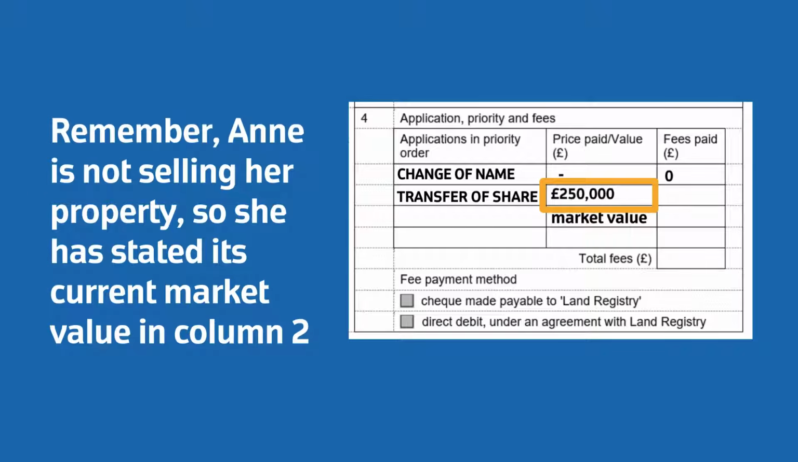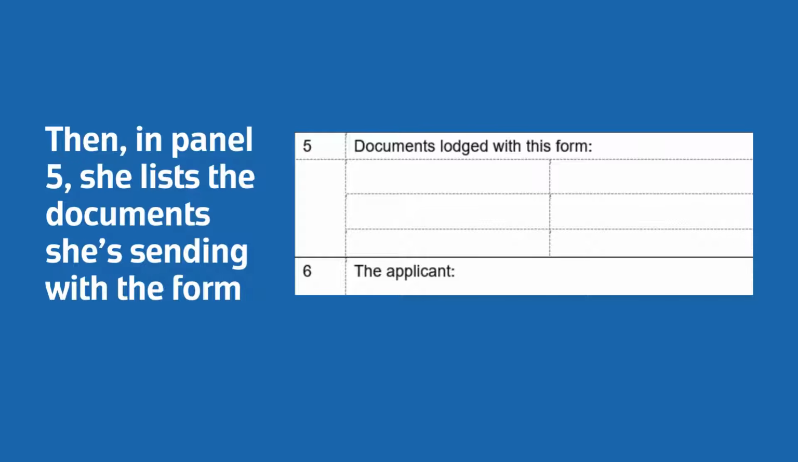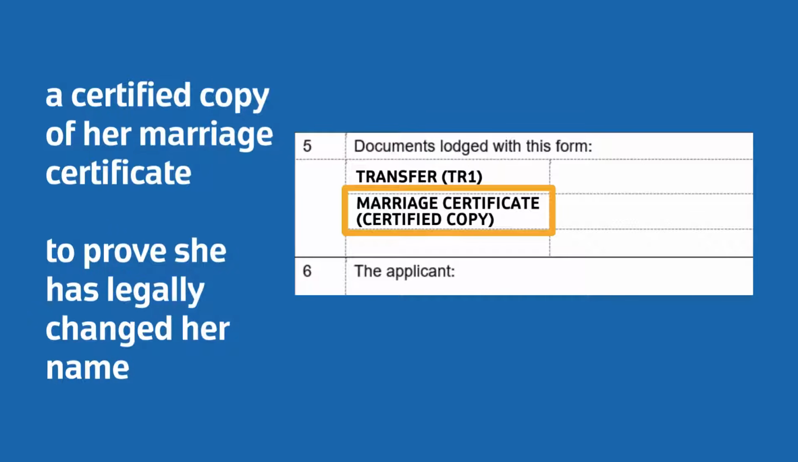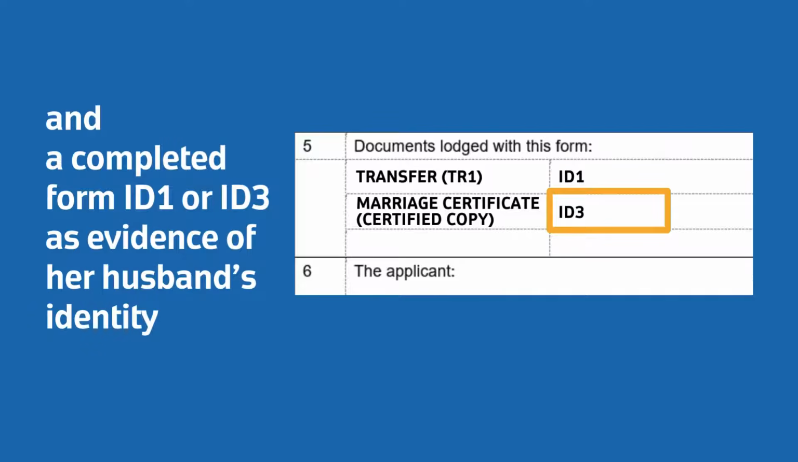Remember, Anne is not selling her property. She has stated its current market value in column 2. Now she adds the correct fee for the transfer in column 3. In panel 5, she lists all the documents she's sending with the Form AP1. These are a completed Form TR1 to transfer the property, a certified copy of her marriage certificate to prove she has legally changed her name, a completed Form ID1 or ID3 as evidence of her own identity, and a completed Form ID1 or ID3 as evidence of her husband's identity.